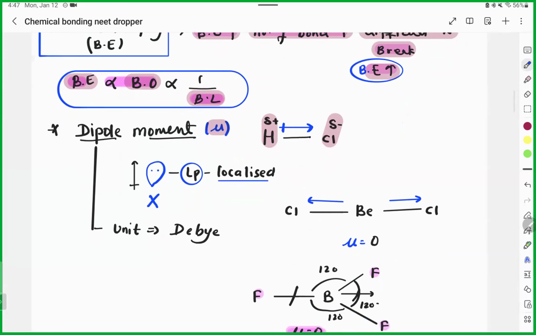And in physics, you know your dipole moment P is equal to charge into 2L. It means more charge, more dipole moment; more length, more dipole moment. So it directly depends upon the charge. The unit of dipole moment is Debye, so Coulomb meter or Debye, in different forms you can represent it.